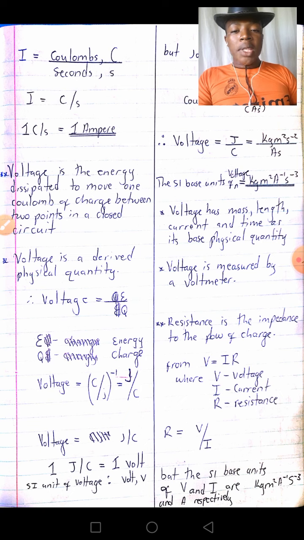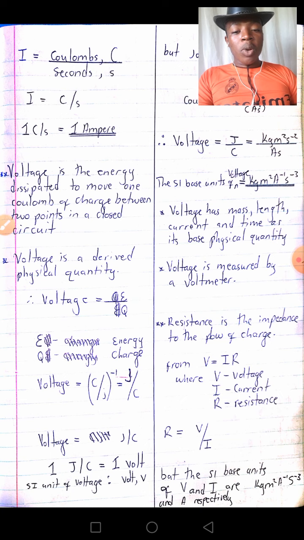Voltage is the energy dissipated to move 1 coulomb of charge between 2 points in a closed circuit. Now, voltage is a derived physical quantity. Therefore, to get voltage, we simply need to follow the definition of voltage, which says it is the energy dissipated to move 1 coulomb of charge between 2 points. Energy and charge, that's what we're dealing with. So, voltage is equal to energy over charge.